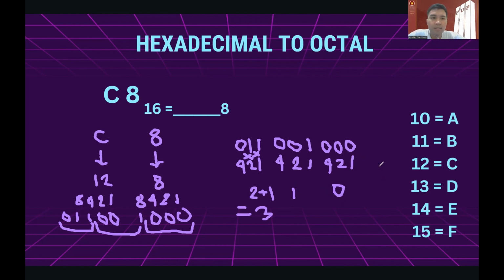Then after that, we will just write here the answer. So C8 hexa is equal to 3, 1, and 0 in octal. So that's the final answer.